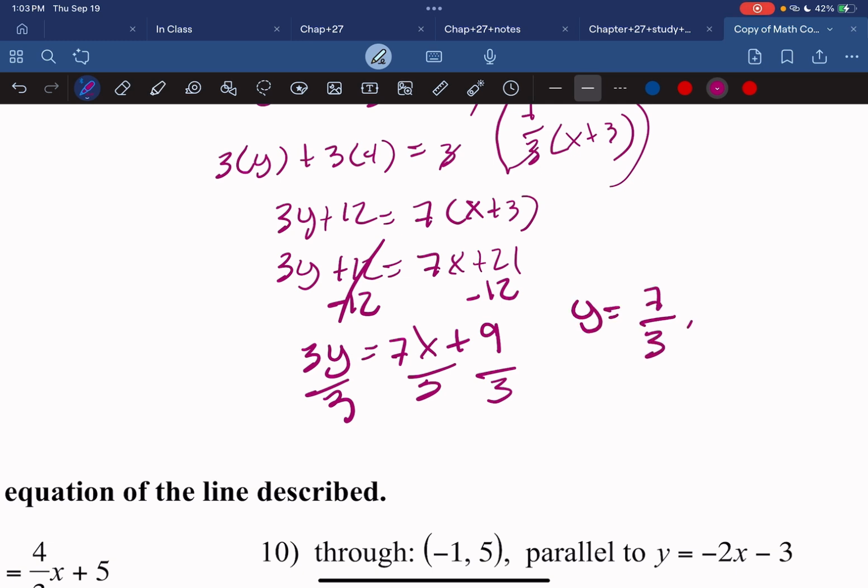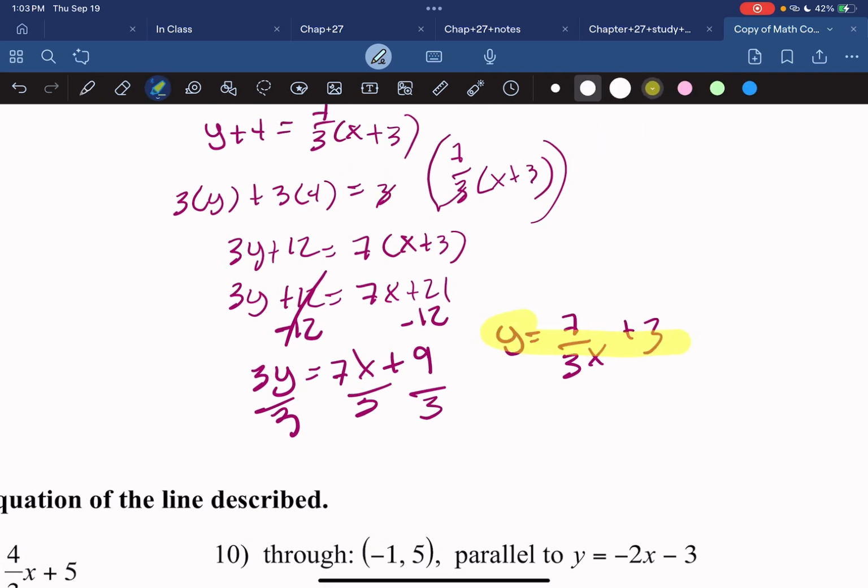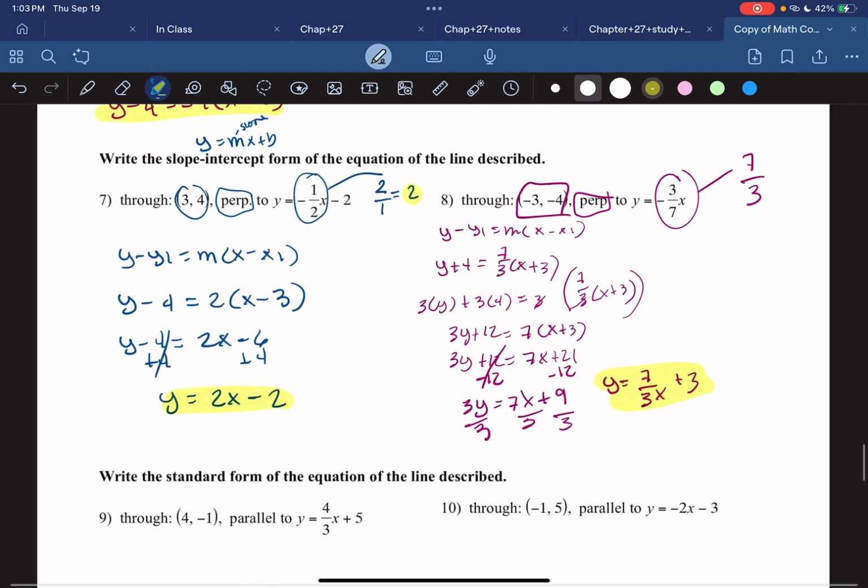So our answer. And we can check our answer to these, because notice that the slope that we got here is the same as here, and the slope that we got here is the same as here, as well as if you flip it and negate it, it's the same as here and here.